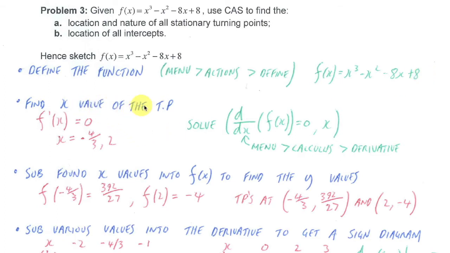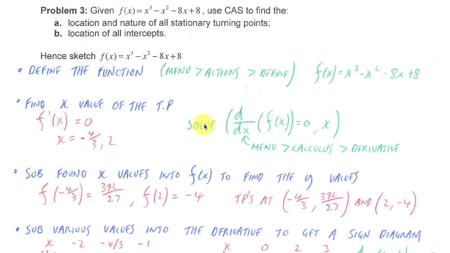Find the x values of the turning points. So I just need to make the derivative equal to 0 and solve for x. So this is what I would write down: f'(x) = 0, x = -4/3, 2. So they are the two x values.